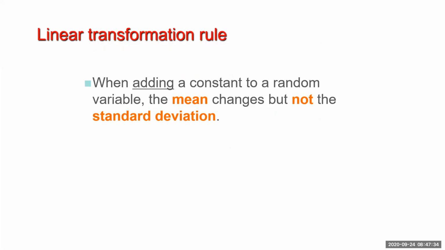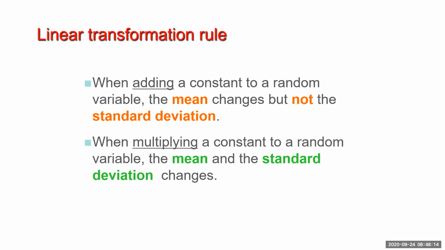So linear transformation rule says that when adding a constant to a random variable, the mean changes, but not the standard deviation. Okay, so if I add 100 to every data point, think about it in our Algebra 2 lessons, I'm doing a translation, right? I'm moving every single data point. That means the average is going to be moved by 100. So the mean will change, but I'm not changing my high minus low. If I add 100 to everything, my high minus low will still be exactly the same as if I didn't add 100. Now the mean will change by exactly that amount, okay? It should be 100 greater.